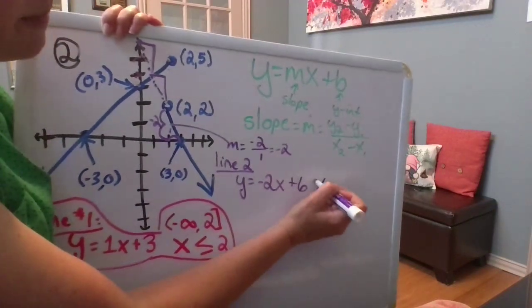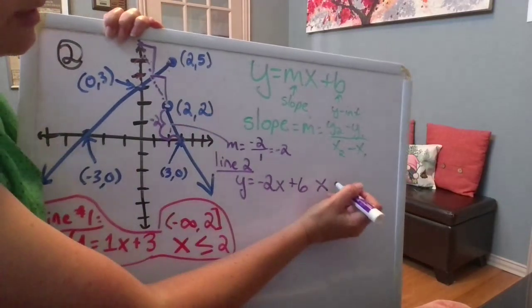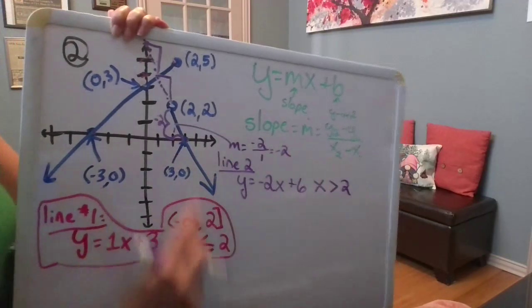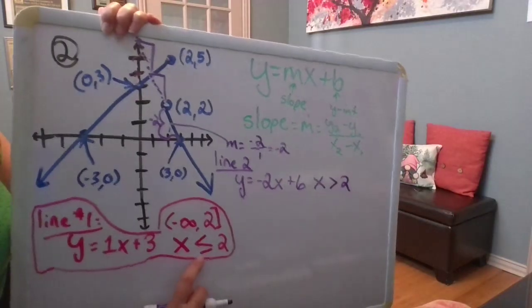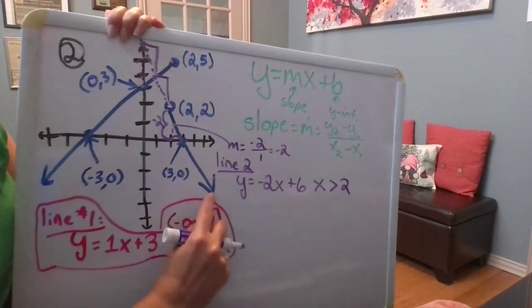For this one, it's an open circle right here at 2. So x has to be greater than 2. It can't equal it, so there's no line underneath, but this one is just greater than 2.